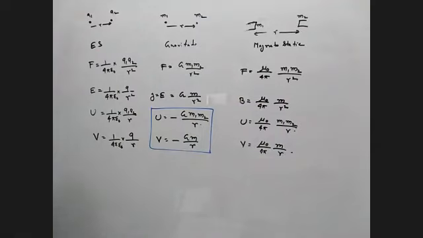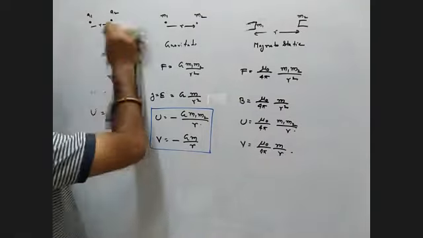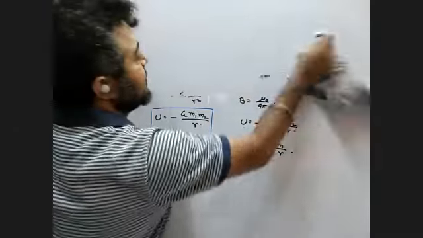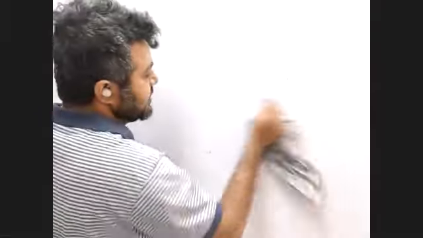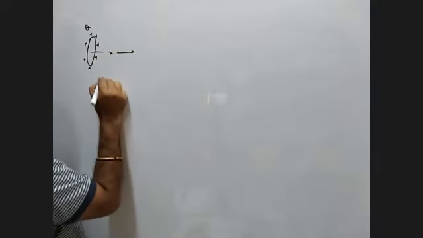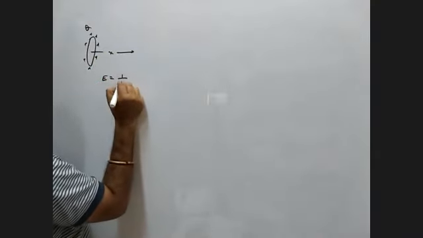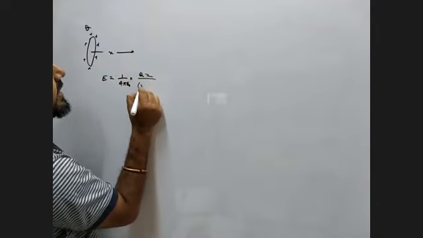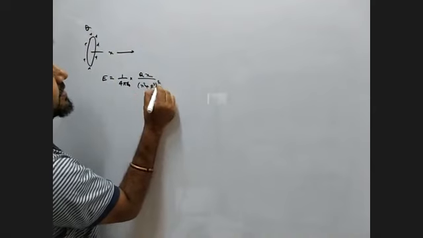Not only that, if you want to calculate magnetic, if you have a charge q, if x is the distance, the electric force is 1 by 4 pi epsilon naught q x by (x square plus r square) to the power 3 by 2. Hope you remember.